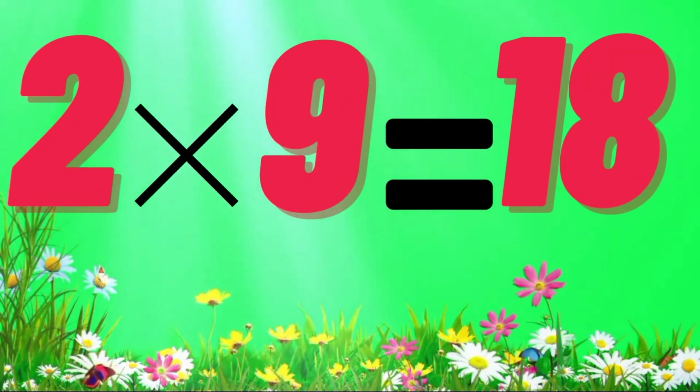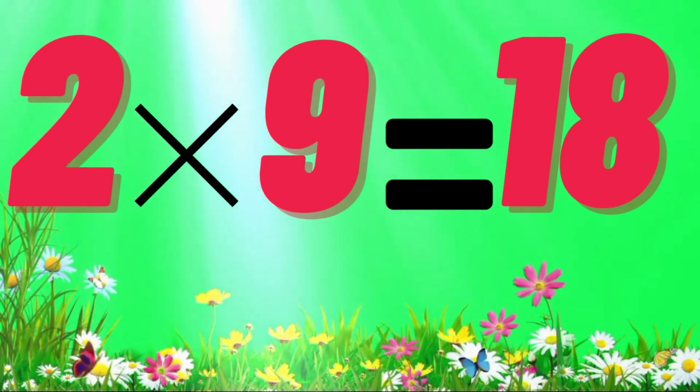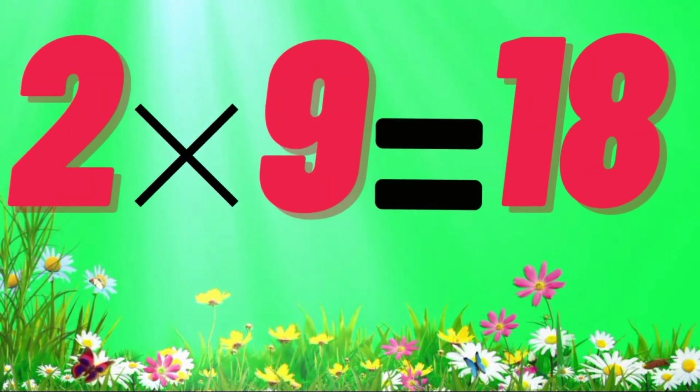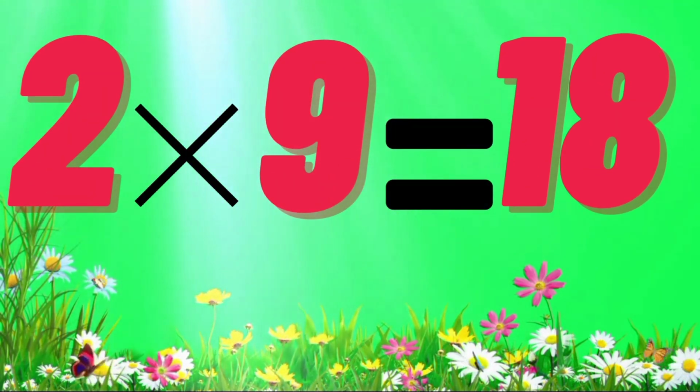2 9s are 18. 2 into 9 becomes 18. It means that 2 9 times becomes 18. 2 9s are 18.